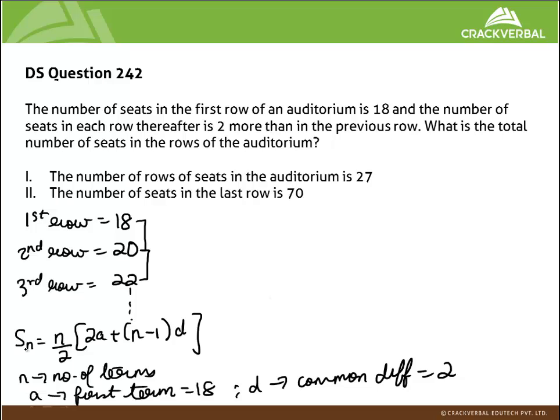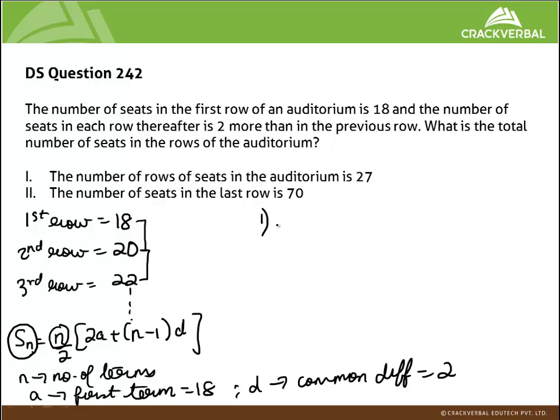Now here, we need to find out the value of S of n. So to find out the value of S of n, we need the value of n. If we find out the number of rows, we can definitely find out the total number of seats.